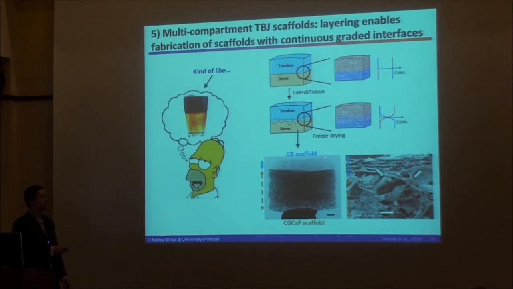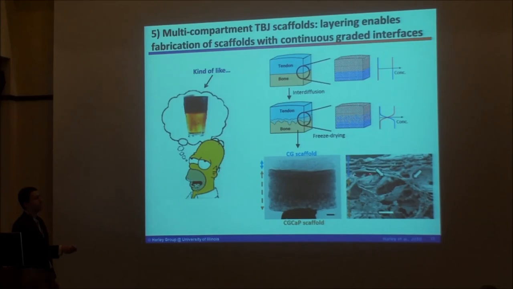And so what you end up with is a material that has these distinct regions of mineral content. But then when you look at the interface through SEM, you can see a continuity of the collagen fibers. And this is important because we don't want the two different materials to delaminate. That's part of the problem that you would get during normal repair of the TBJ, for example, where you lose that gradient insertion zone. And so we get a nice gradient of mineral content, as I'll show you on the next slide.